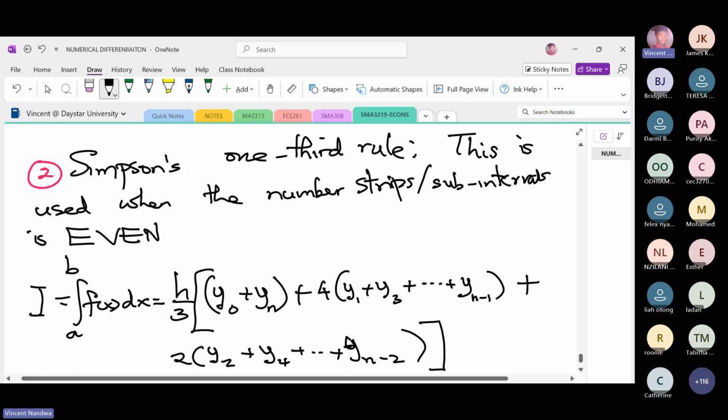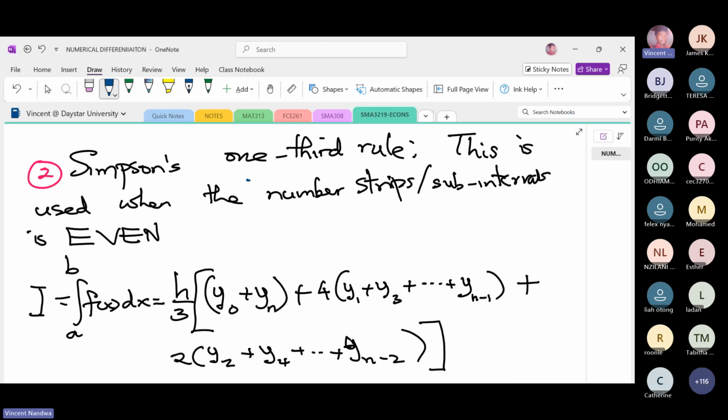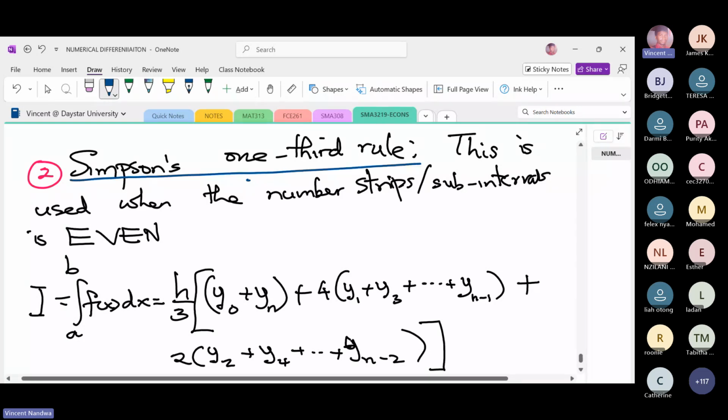So it's always good to know when to apply a formula. That's why we are specific, before we give the formula, about the conditions which make it justifiable to be applied. So for you to use Simpson's 1/3 rule, you must ensure that you divide the interval a to b into an even number of steps or subintervals. That is when you'll be able to apply Simpson's 1/3 rule. If the number of steps is odd, then this method will not apply.